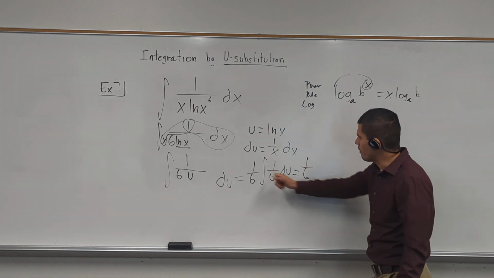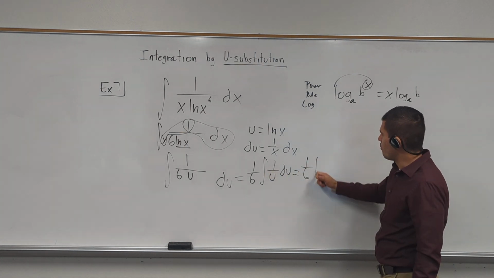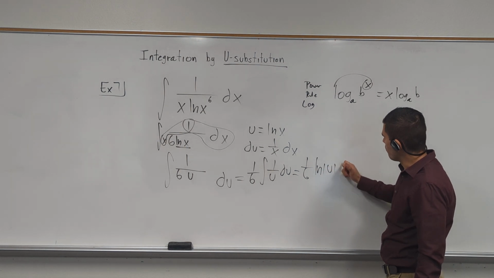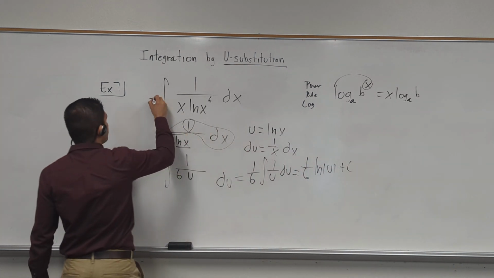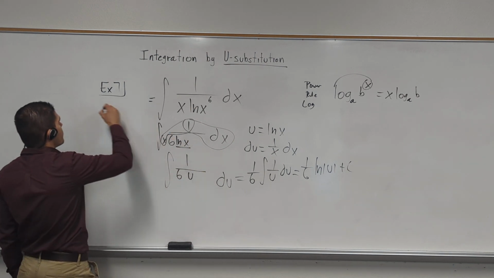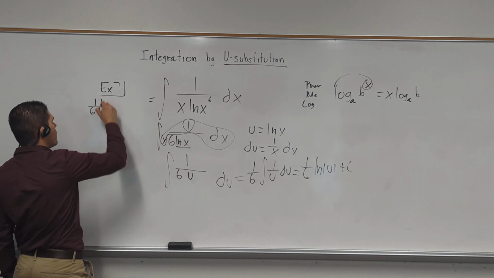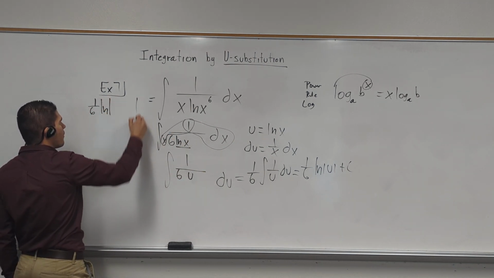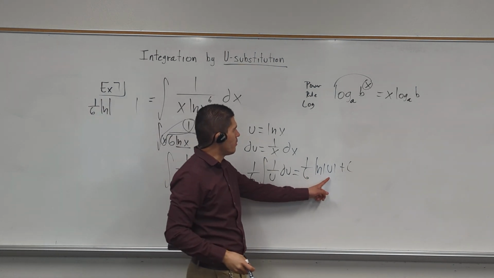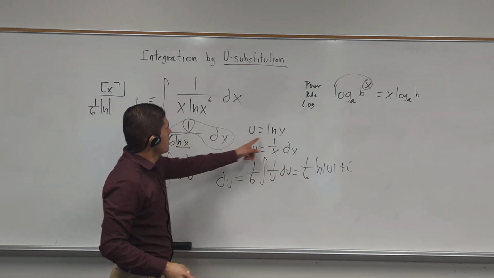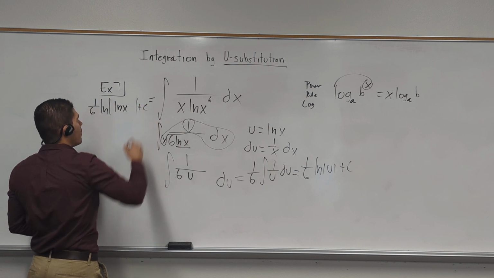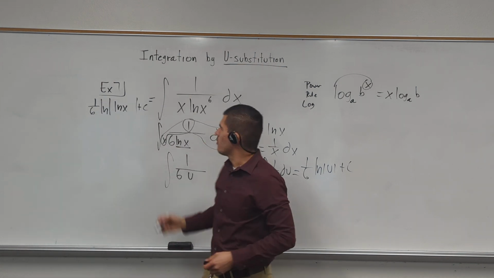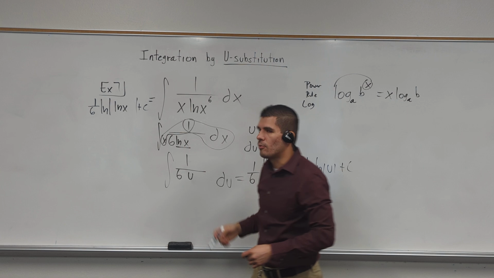We know the antiderivative of 1 over u would be the natural log of the absolute value of u plus c, which now allows me to go back into the initial problem and say the answer to this would be 1/6 natural log of the absolute value of, okay, what was my u? Well, my u in this case is ln of x plus c. A little weird, right? Natural log, natural log. Don't worry about that, okay?